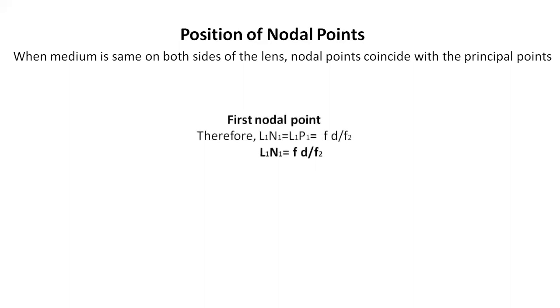Therefore, here L1 P1 is equal to L1 N1. P1 and N1 coincide. That's why the formula for L1 P1 is equal to the formula for L1 N1, which is FD divided by F2. And for the second nodal point, L2 P2 is equal to L2 N2. We know the formula for L2 P2. It is minus FD divided by F1. So L2 N2 is equal to minus FD divided by F1.